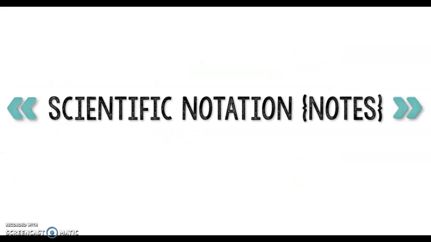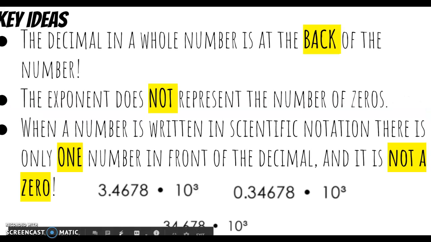So moving away from exponents, we're going to do scientific notation. Now remember, for your notes, the decimal in a whole number is at the back of the number. So it's always at the back. The decimal is always there for 16,536. It'll always be there. So the exponent does not represent the number of zeros. Just to clarify, that's not how many zeros there are based on that exponent. It tells us how far to move.